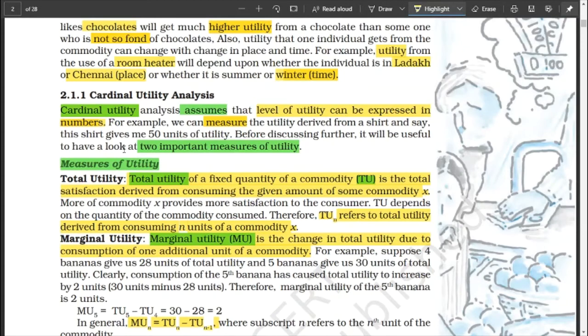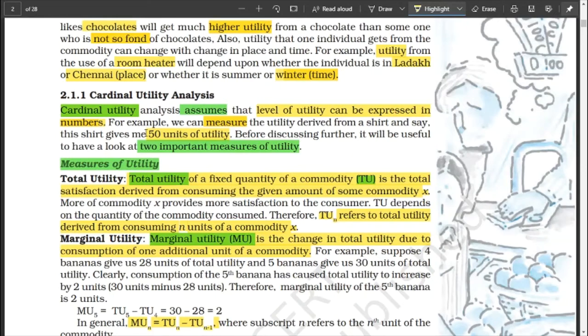Example here, a shirt that you wear may give more satisfaction to one person, less to another. But suppose for you, it gives 50 utility. That is how Marshall tries to explain our behavior by giving a number to the satisfaction given by the commodity, which directly means giving a number to utility. You wear a shirt, you get satisfaction. We don't know how much, but Marshall says let's give a number. That's the cardinal approach. 50 units, 50 utils.